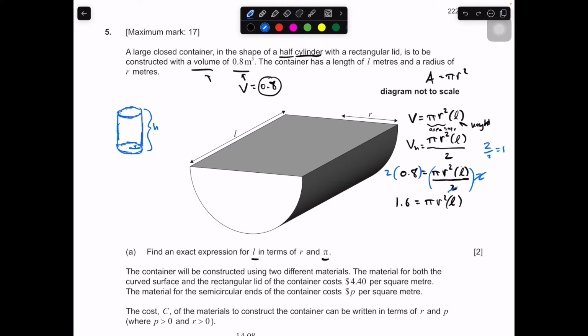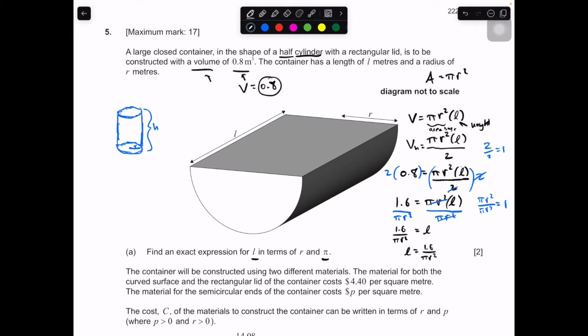We now have L being multiplied by pi r squared. So to get rid of this pi r squared, we don't want it multiplied, so we divide both sides by pi r squared. Now, pi r squared divided by pi r squared, anything divided by itself, is just equal to 1. And now we have L is equal to 1.6 over pi r squared, as we would read it.